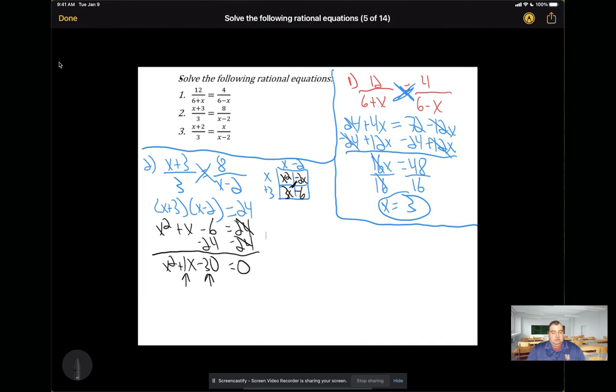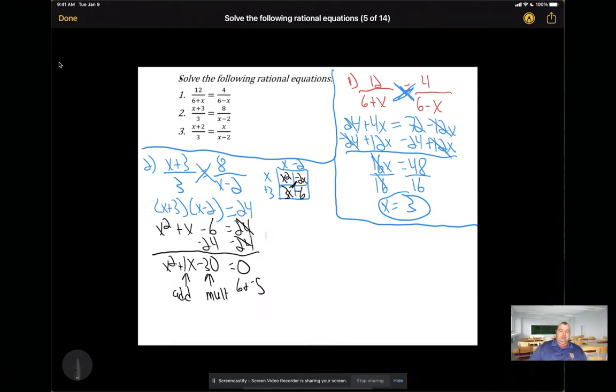So remember, when we're factoring, we want to look for two numbers. In this case, we want two numbers that when I add those two numbers, I get 1, and when I multiply those same two numbers, I get negative 30. So in this case, that's going to end up being 6 and negative 5.